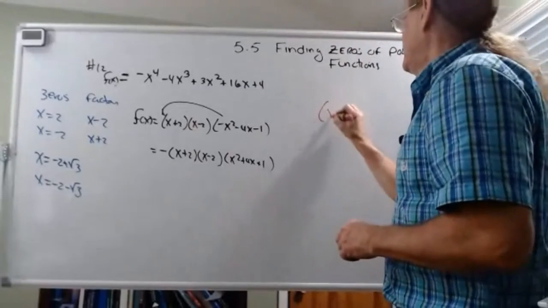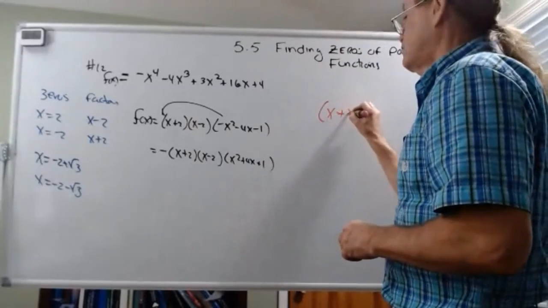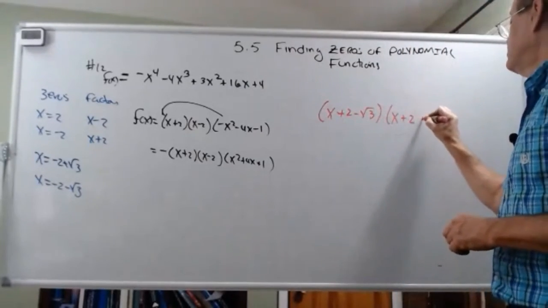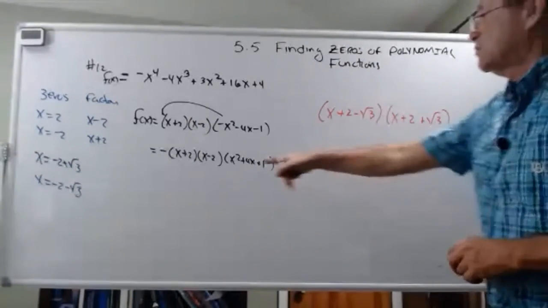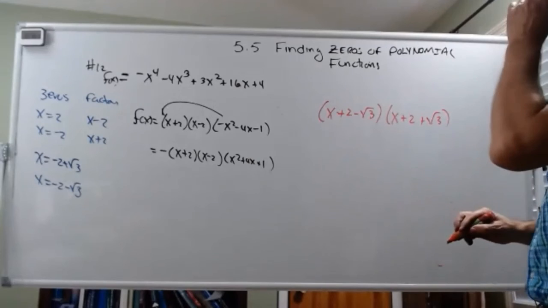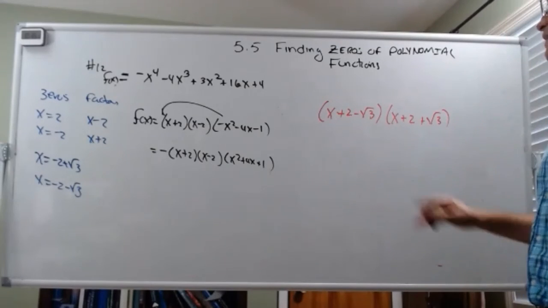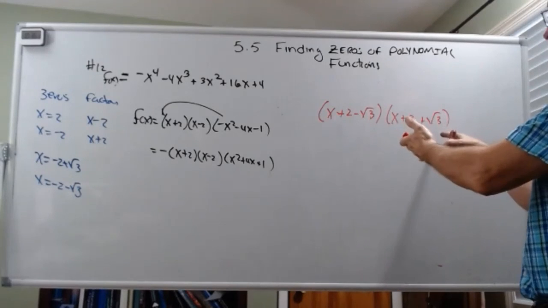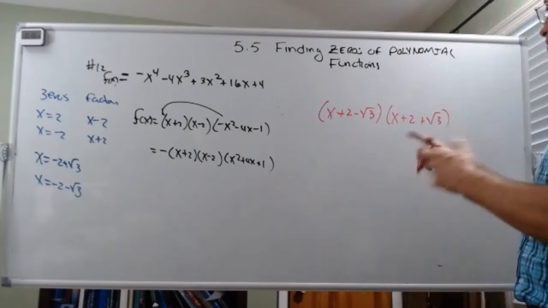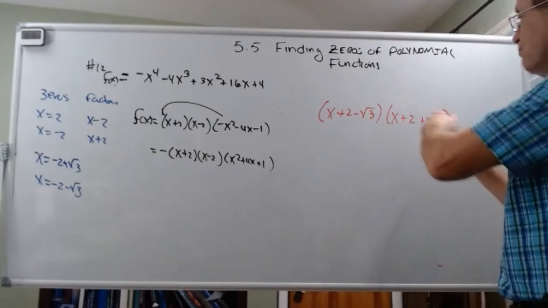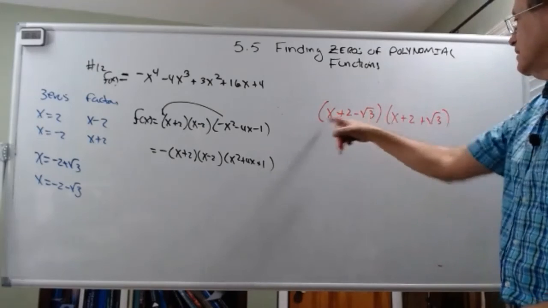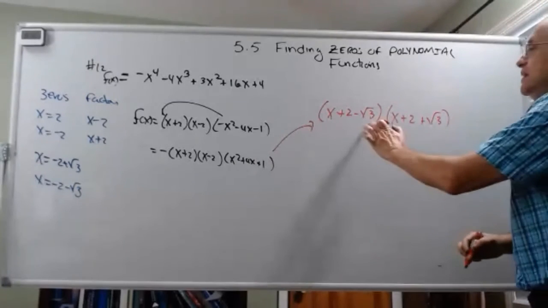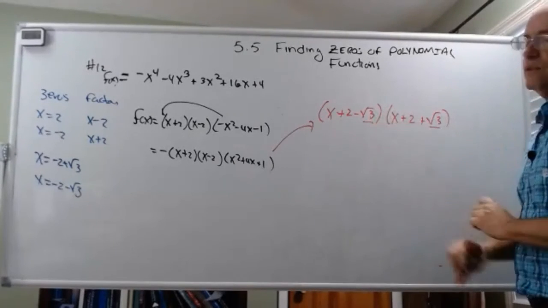This would factor into x plus 2 minus the square root of 3 times x plus 2 plus the square root of 3. So that's what this factors into. And you can kind of see what's happened over here. This will be 4 minus 3, which will give me 1 over here. The middle terms, most of them will cancel out. The radicals will cancel out, but the 2x and the 2x will give me 4x. So you can factor it, but we say it's irreducible because of the radical over here.